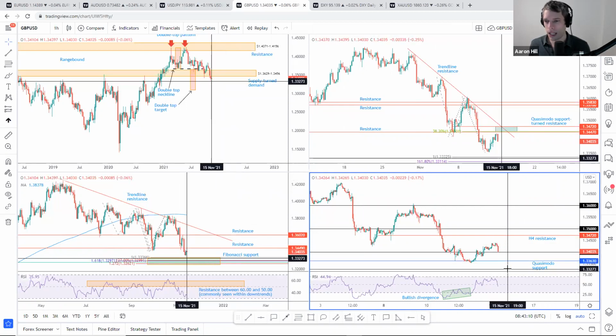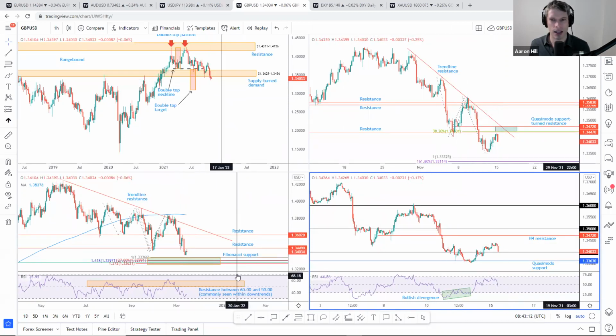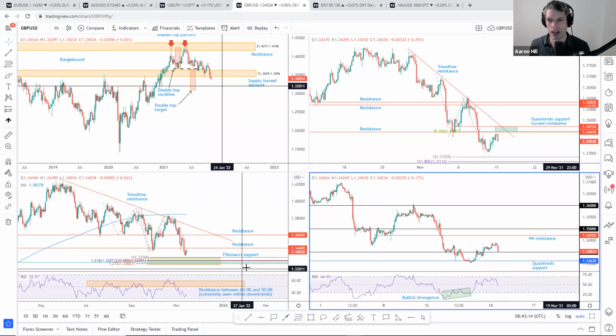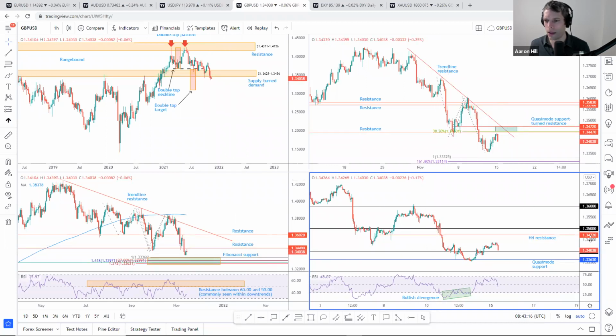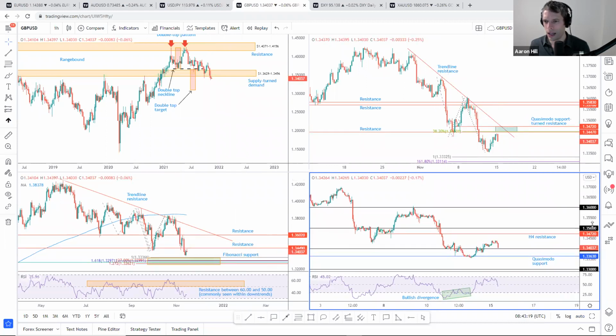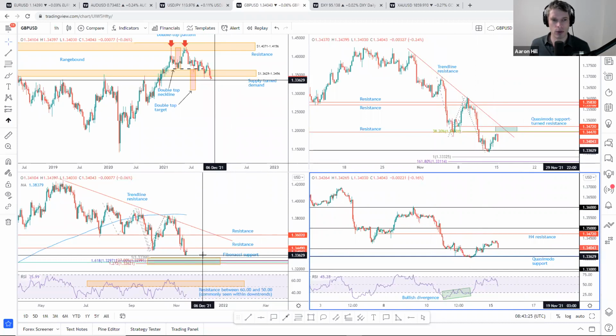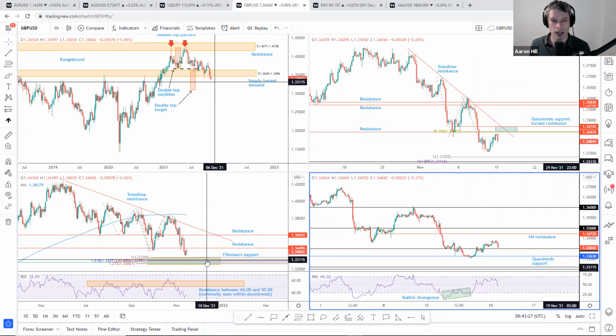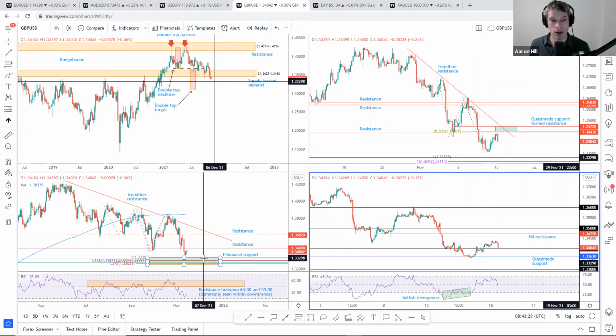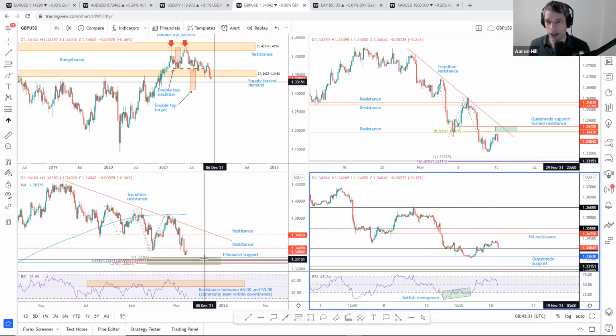Now, ultimately, the target below here comes in around the 133 region on the H1 time frame. Though before we reach this area, do take into account we have the upper edge of the daily time frame's Fibonacci support at 33.37.